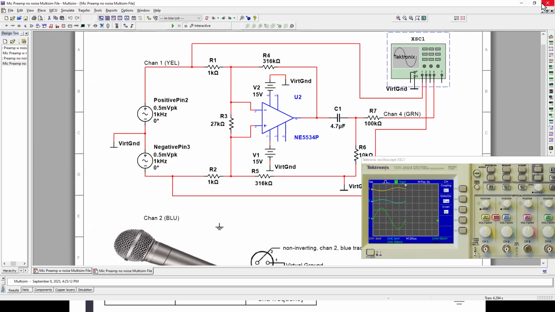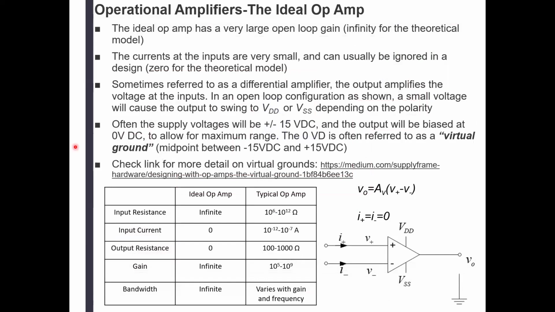Let's see here. I'm going to close that, and I'm going to get the other one, with noise. Did I just close something I'm not supposed to? With noise, okay. I'm just going to open it again.